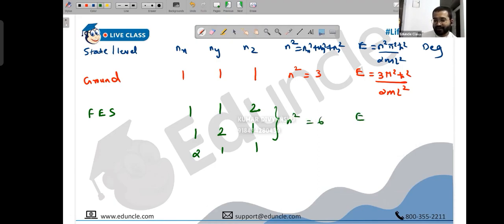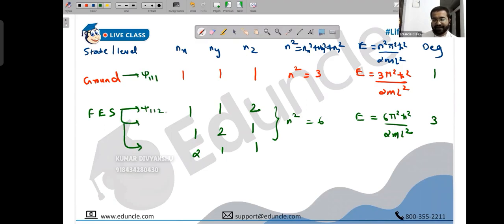So energy now becomes 6 pi square h square upon 2 m L square. Okay. And degeneracy is 3. Here the ground state was non-degenerate, so the ground state is only psi 111. But the first excited state has 3 degenerate states: psi 112, psi 121, and psi 211. All of them share the same energy eigenvalue, which is 6 pi square h square upon 2 m L square.